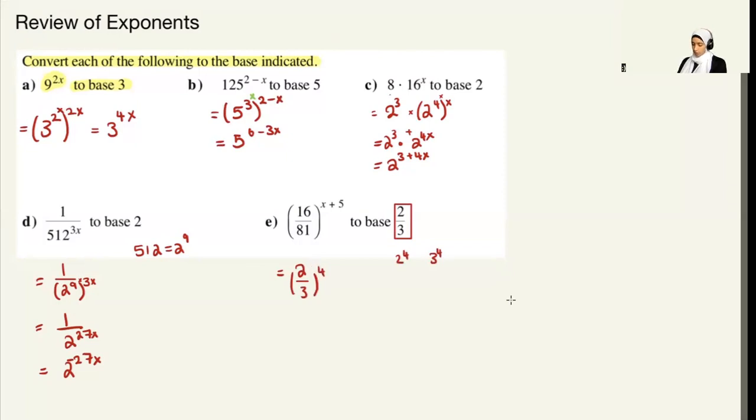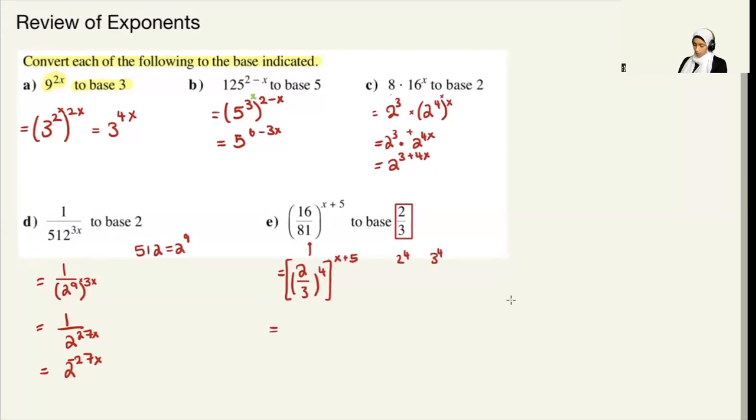And so what I have down here represents this inside stuff, but this inside stuff was all raised to the power of x plus 5. So then I need to write it as that, and then I go, oh, okay, well, now I have power of a power, so I need to multiply these out, right? So that's 2 over 3, that's the base, all to the power of 4x plus 4 times 5, which is 20, right? Okay, and that's pretty much it for this question.